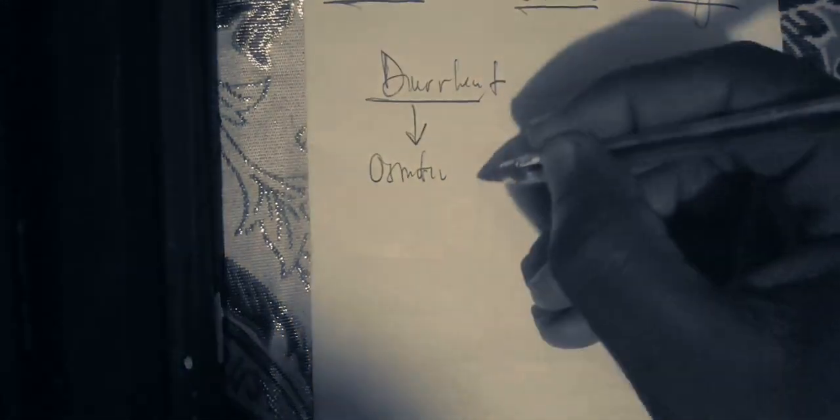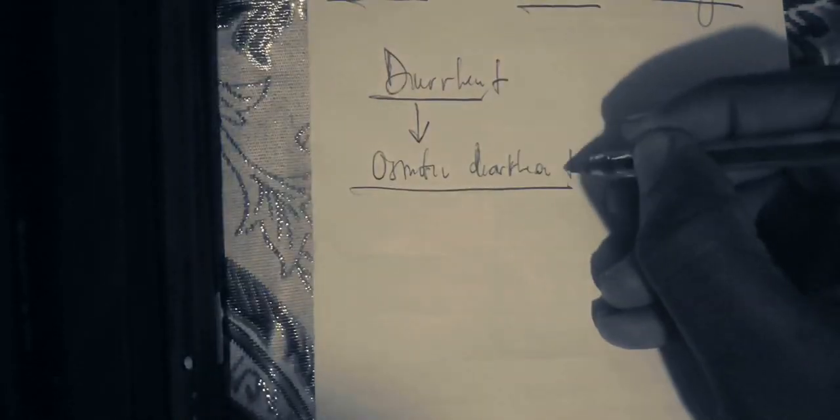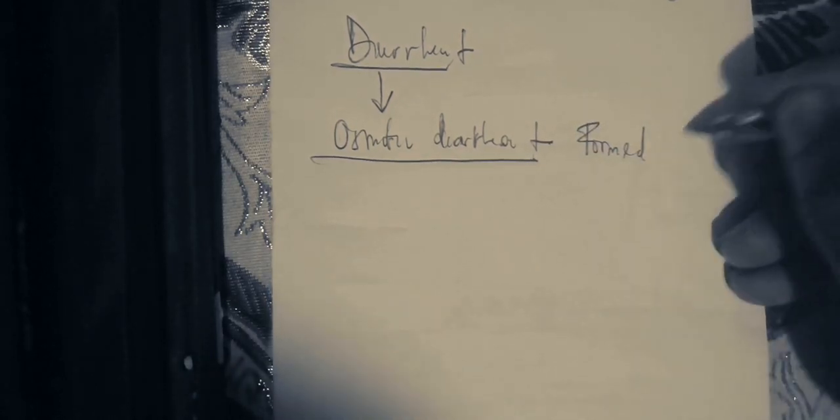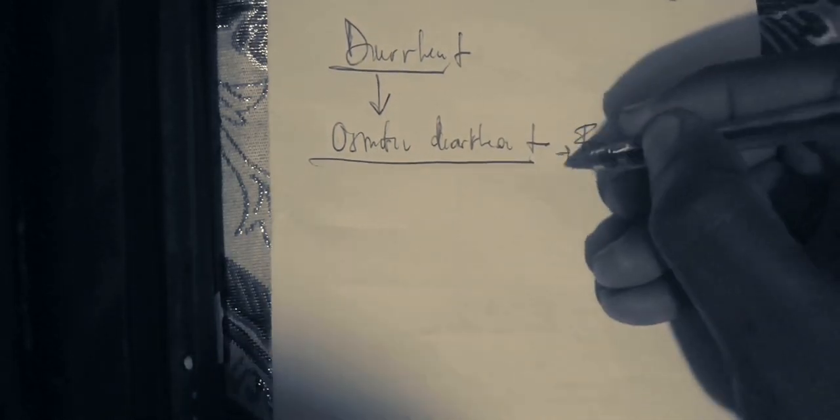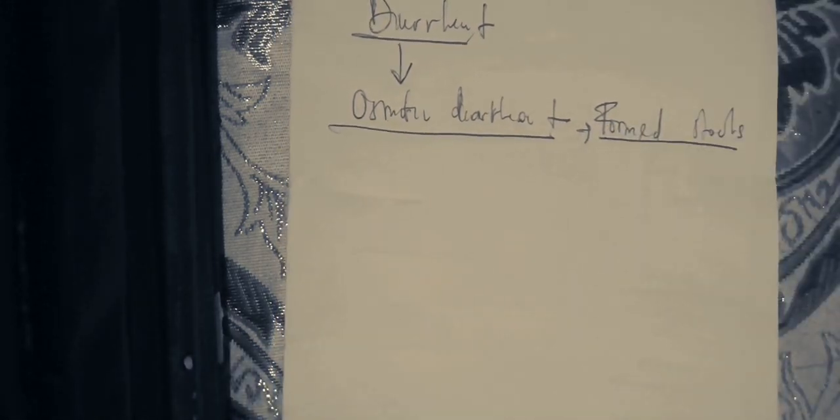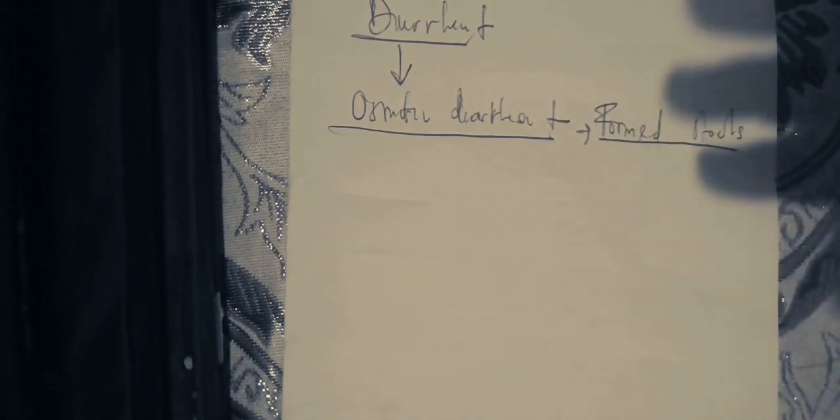Generally, when you have an osmotic diarrhea, what are the peculiar characteristics of osmotic diarrhea? Osmotic diarrhea is much more of formed stools. Is it clear? When you have osmotic diarrhea, you have formed stools, just that they are going to be soft.